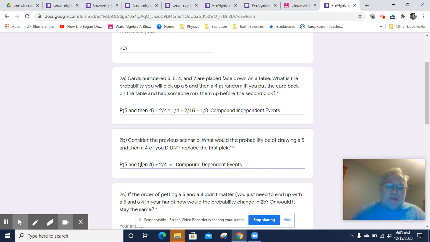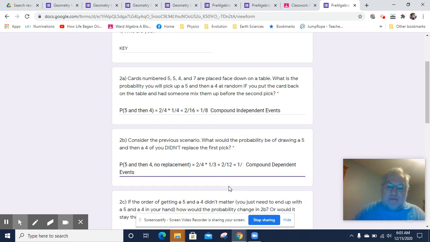So it's still, I'm going to write it down here. So it's 5, then 4, no replacement. So the probability still of getting a 5 is 2 out of 4. However, once you have gotten that 5, now there's only 3 cards, and only one of them is a 4. So it's 1 out of 3 cards now. So in this case, the probability has now increased slightly. So it's going to be 2 times 1 on the numerator and 4 times 3 on the denominator, 2/12, which is 1 out of 6.